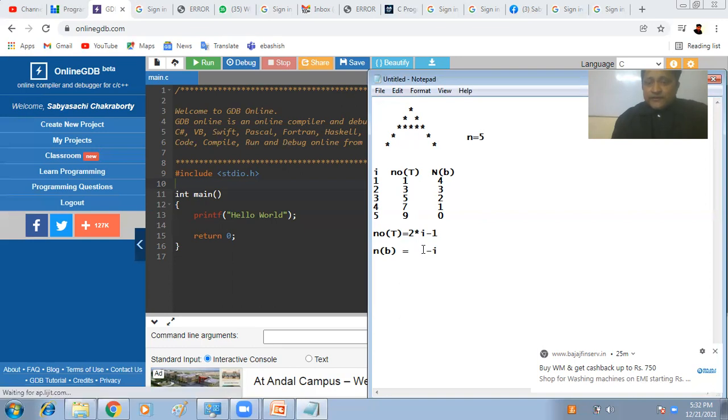So it is a positive function of n, so we can say n. It's a linear function of n minus i. Let's take 5 minus 1 is 4, 5 minus 2 is 3. It's exactly equal to n minus i. So for a given row, the number of blanks will be n minus i, and the number of points in the triangle will be 2 into i minus 1.